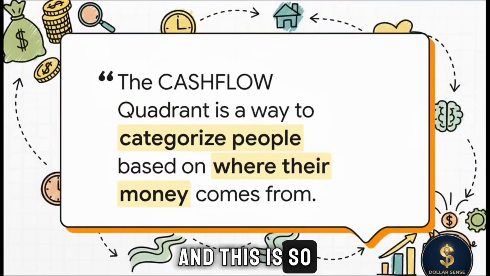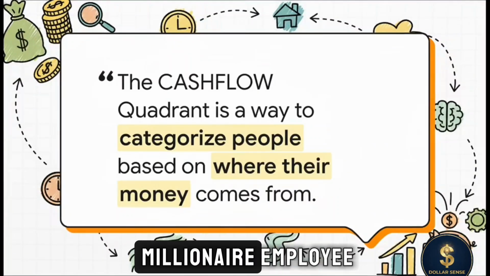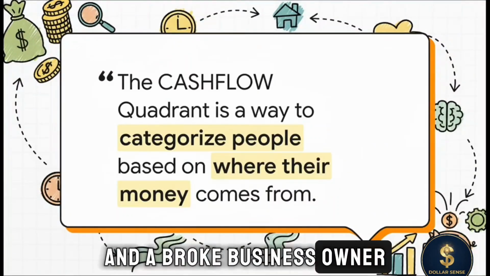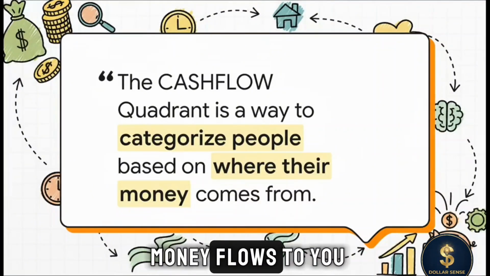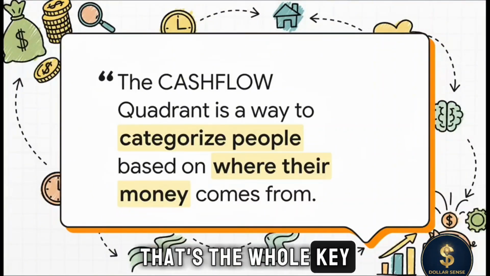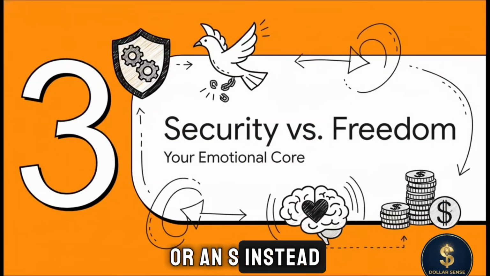And this is so important to get. This has nothing to do with how much money you make. You could be a millionaire employee and a broke business owner. It's not about the amount, it's about the source. It's about how the money flows to you. That's the whole key. So what makes someone an E instead of a B? Or an S instead of an I?